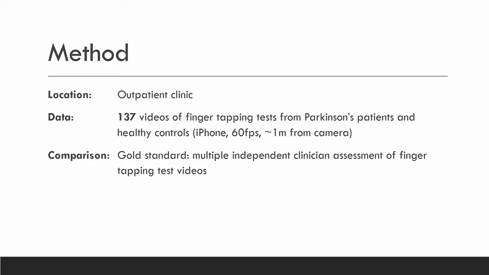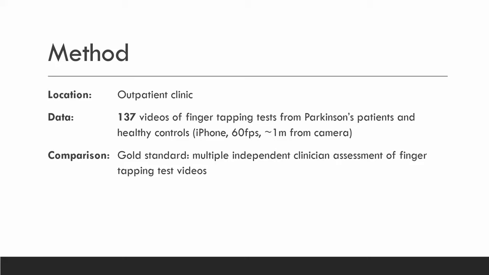The data set we used for this task was a set of 1D signals derived from 137 finger tapping videos. These videos were recorded from both Parkinson's patients and normal controls who did a finger tapping test. We recorded the test using an iPhone at 60 frames per second. Each video was trimmed to 11 seconds. Conditions were not strictly controlled, though the phone was at around 1 metre away from the patient.